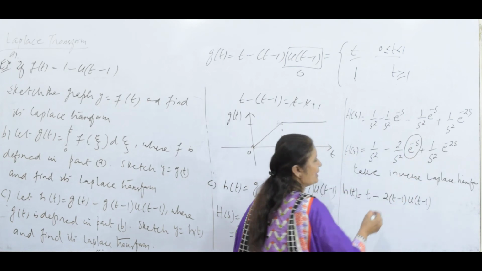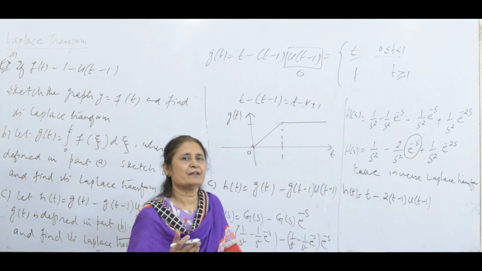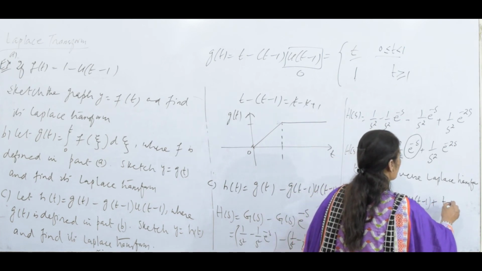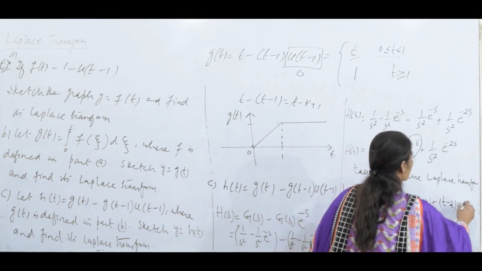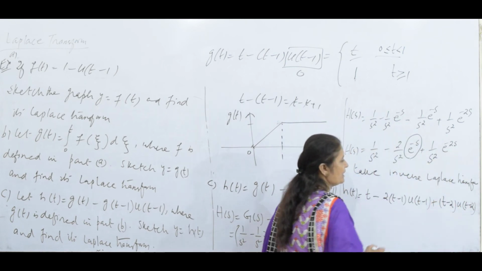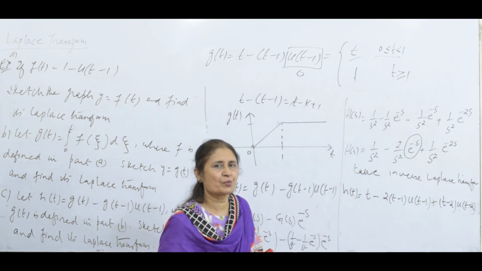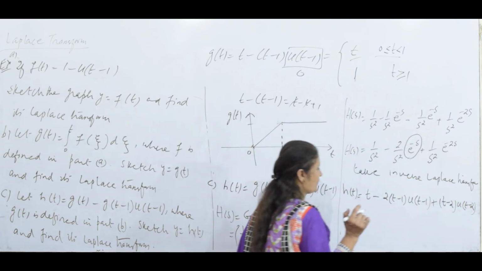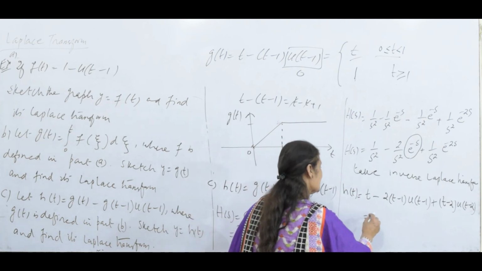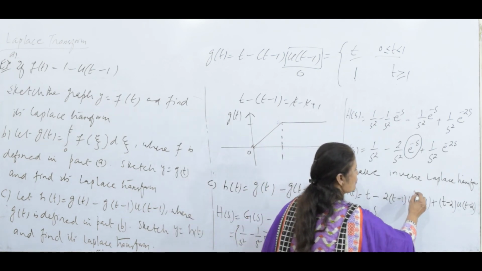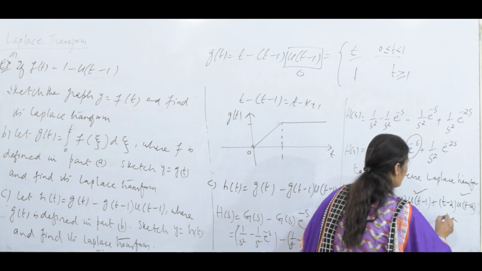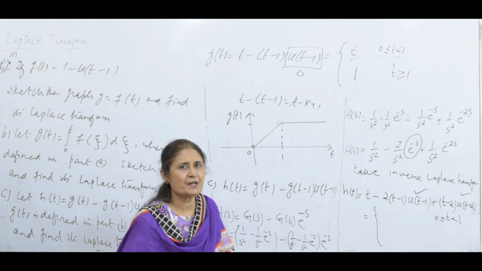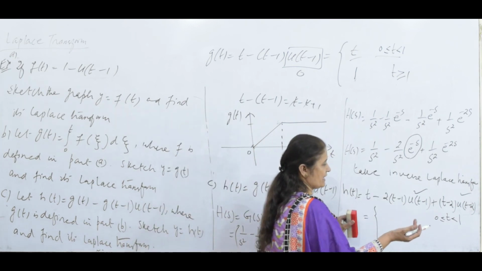plus (t minus 2) unit step (t minus 2). Because of this, I have written the unit step, and the function is shifted to t minus 1 and t minus 2. The function is t, whose Laplace transform is 1 over s squared, so that is replacing t minus 2. Now for sketching, I have a table. Since there are two unit step functions, let me take t less than 1, with t greater than 0.